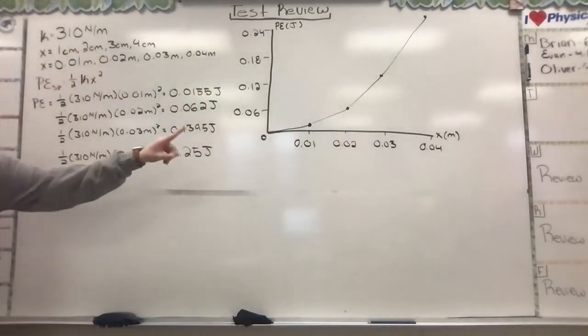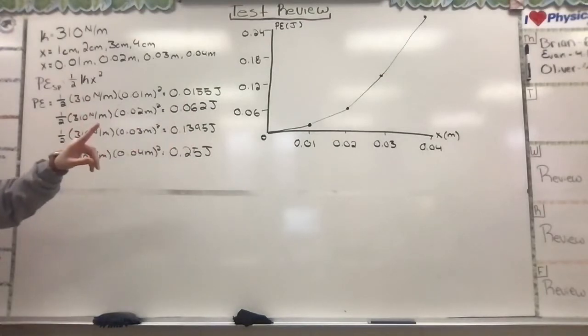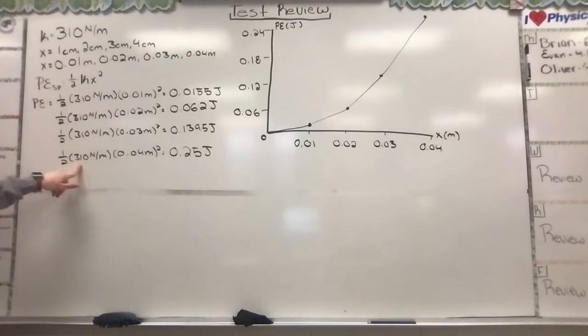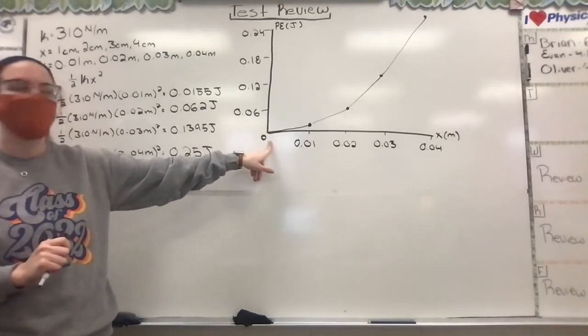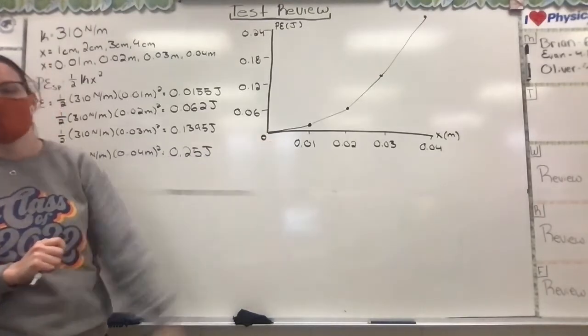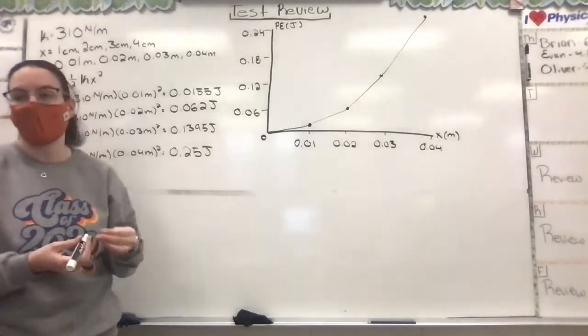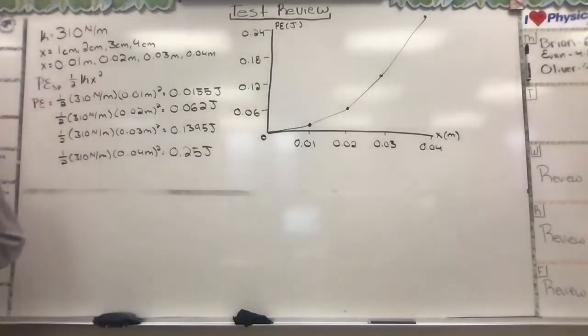Now, the reason we can force a 0 here, okay, is because what would happen if we did 1/2 times 3/10 times 0? It'd be 0. So isn't this technically a real point? Yes. So this is okay? Yes. So like I said, I just wanted to show you guys how we would graph potential energy, okay? If it was kinetic energy, we'd be able to do the same sort of thing.